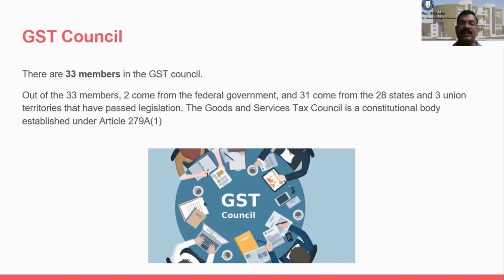The GST Goods and Services Council is a constitutional body established under Article 279A(1). So we have seen what is input and output tax credit, the registration process, and the GST Council.